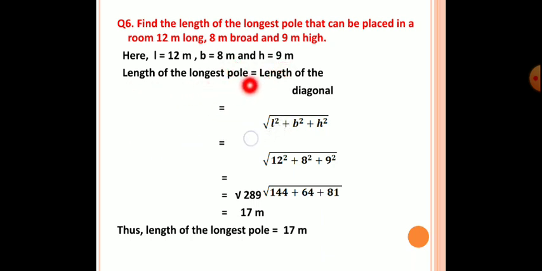So length of the longest pole is equal to length of the diagonal, that is root over of L square plus B square plus H square. So root over of 12 square plus 8 square plus 9 square. That is equal to root over of 144, that is 12 square, plus 8 square is 64, plus 9 square is 81. On adding all these three, we'll get root over of 289, which is equal to 17 meter. Therefore, the length of the longest pole is 17 meter.